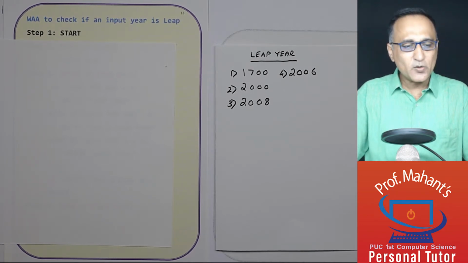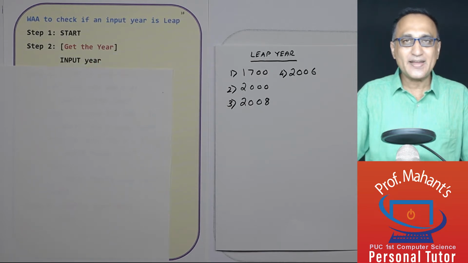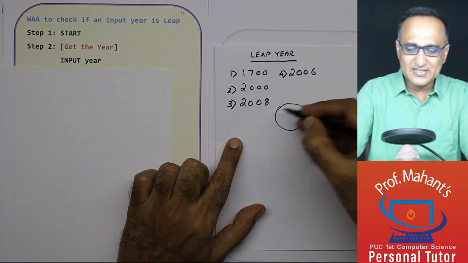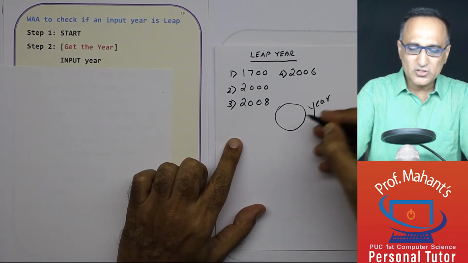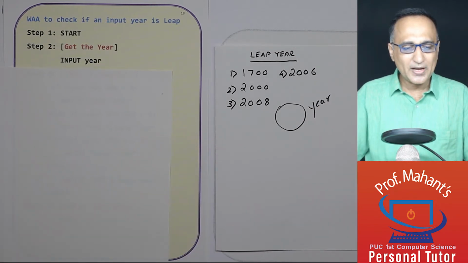So let's try to take a look at this logic and see how it works. First, I'm going to ask the user to enter a year. So I'm going to input year into a variable called year. Year is going to be a memory location like this. Okay, this is year. User is going to enter some value into it. Once he or she enters a value, I am going to use the else statement to find if it is a century year or not.